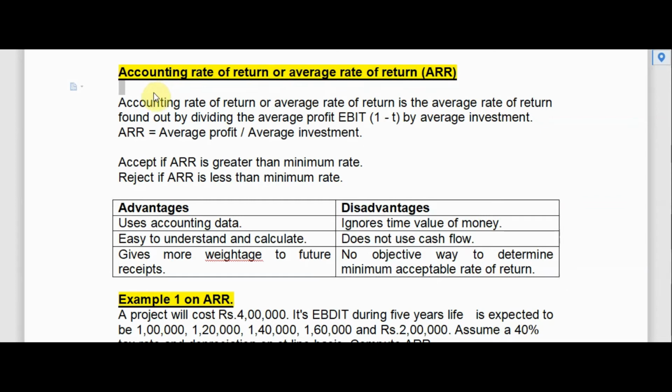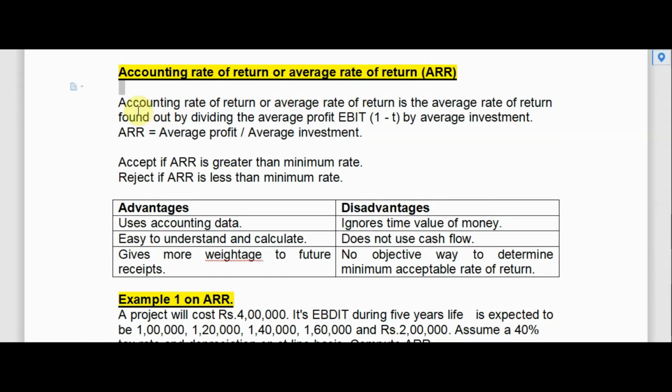Welcome to today's class. This is the second class on the topic capital budgeting techniques. Today, we will learn about accounting rate of return or average rate of return, which is one of the most prominent non-discounted cash flow techniques of capital budgeting.